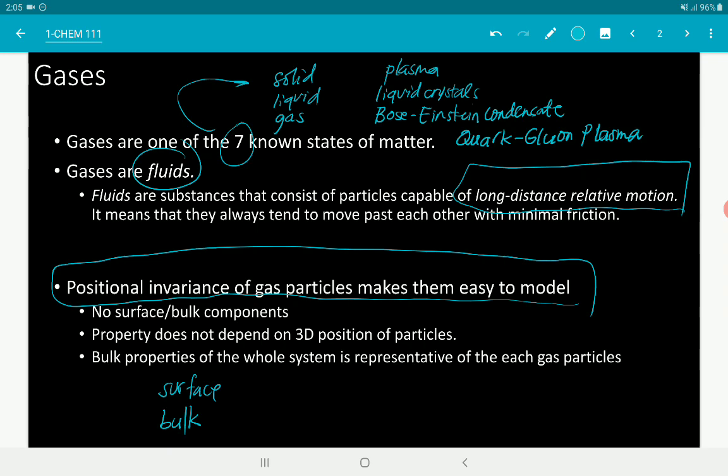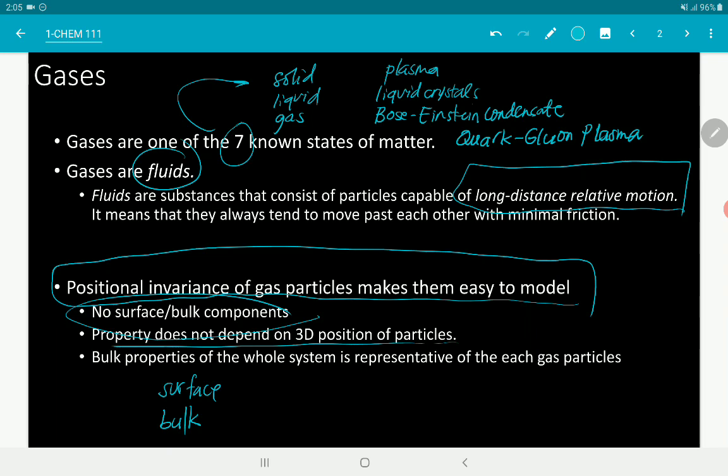So, ganun ang gases. It's very easy to model because they are just moving particles na walang distinction sa position and sa part ng system na kung nasaan man sila. So, meron silang positional invariance. Okay? Hindi nakadepende sa position nila at any point in time yung properties nila. So, wala silang surface bulk components. The property does not depend on the 3D position of particles.